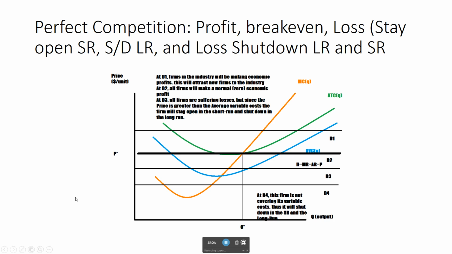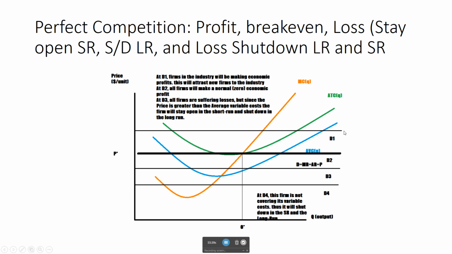And then finally, we have a firm operating with a demand curve of D4 here. The price this firm is receiving at D4 is less than the shutdown point price. This firm will shut down in the long run and the short run because they're receiving a price less than their average variable cost. So if they were to stay open and produce output, they would not have enough money to cover their variable costs, so they have to pay some of those, plus the fixed cost. If I just shut down, all I have to pay are fixed costs because variable costs are zero if I'm shut down and producing zero amount of output.